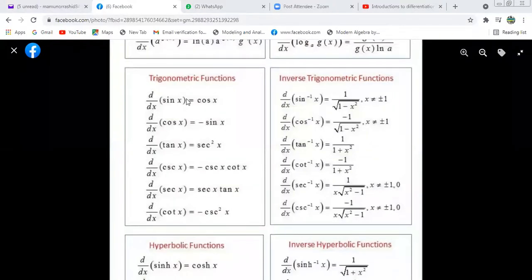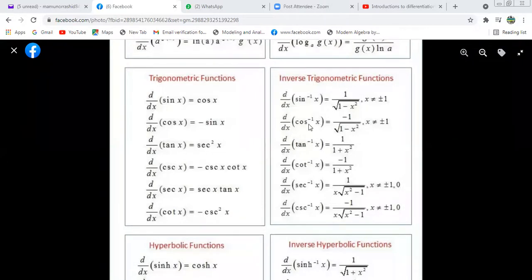Now, d/dx of sin x, what is the formula? Cos x. Cos x differentiation, what will be? Minus sin x. And d/dx of tan x will be sec square x. And d/dx of cosec x is minus cosec x cot x. d/dx of sec x, what will be? Sec x tan x. And d/dx of cot x will be minus cosec square x.